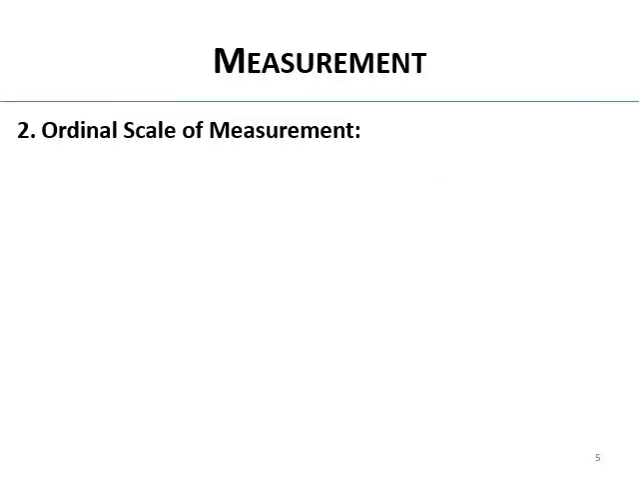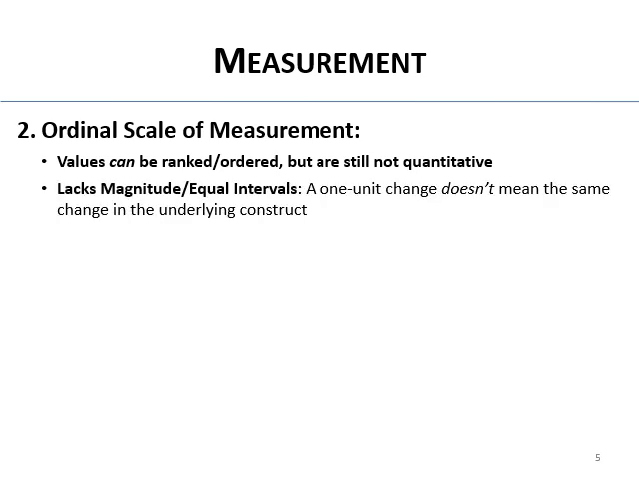A little more complicated mathematically is the ordinal scale of measurement. It kind of looks like order, right, when you look at the name ordinal, and indeed, that's it. You can order these ones. So they're still not super mathy, but you can order them. The values can be ranked or ordered, but they're still not really otherwise quantitative. They don't have what we call magnitude. So you can say 1 came before 2, and 2 came before 5, and that's about as good as things get with ordinal scales of measurement.